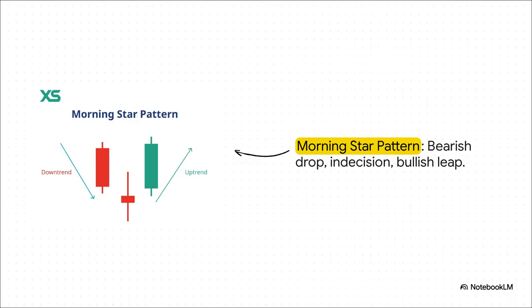It is literally a 3-part harmony of a reversal. Step 1, you have a large, bearish red candle. Sellers are fully in control. Step 2, a small, super indecisive middle candle. The battle stalls out, and neither side can make headway. Then finally, step 3, a massive green candle surges upward. That confirms the buyers just won the standoff, and the trend is officially moving in the other direction.